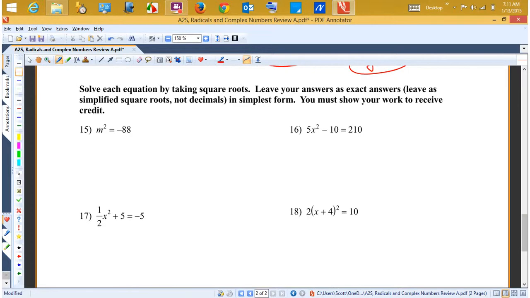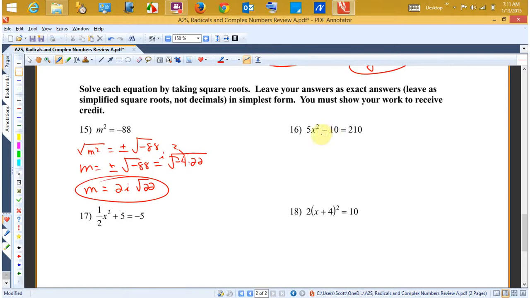Okay, next part. Now we're solving these. So we need to get the squared piece all alone. In this case it already is, so I'm going to take the square root of both sides. As soon as I do, I need to take a plus or minus. So m is equal to plus or minus the square root of a negative 88. Let's go ahead and split that up into a negative 4 times 22. The negative will come out as an i. The 4 comes out as a 2. So m is equal to plus or minus 2i times the square root of 22.